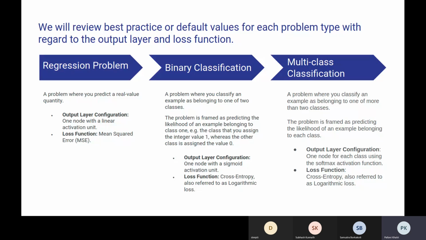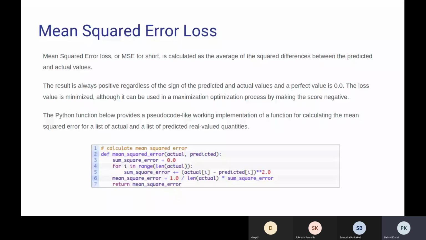This is the default or best practices for each of the problem types with regard to output layer and loss function. Now we'll see how the implementation works for these loss functions. So first of all, if I talk about the mean square error, it is calculated as the average of square difference between the predicted and actual values.